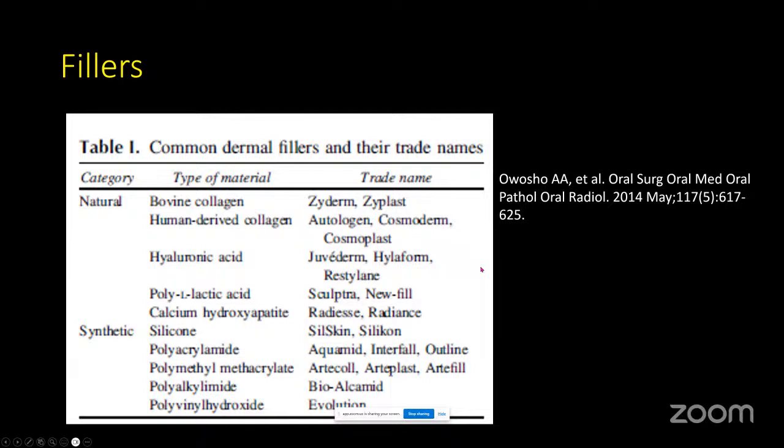And then lastly, I just want to talk briefly about fillers. There are a lot of different fillers that are used, and if you're a resident listening to this, you're going to have to know about most of these: hyaluronic acid, polylactic acid, calcium hydroxyapatite, and silicone.